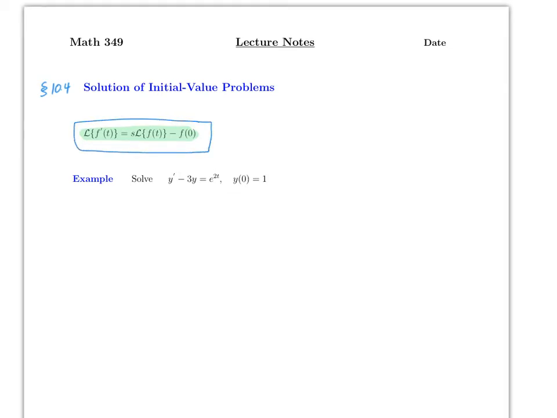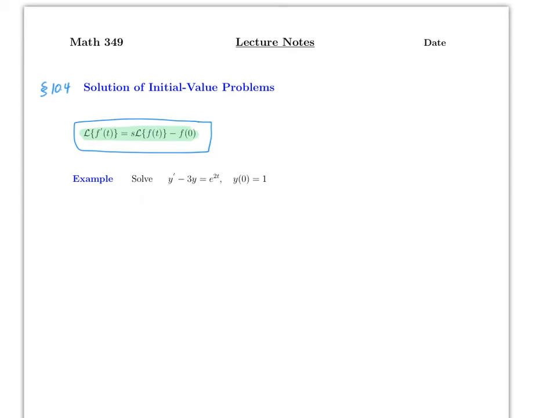But this is going to be the main formula we're going to use right now, and then we're going to use the one for the second derivative and so forth. So the idea is pretty simple. You're going to apply the Laplace transform on both sides, and then you're going to simplify the Laplace transform, and then you're going to do the inverse Laplace transform, and that's going to give you the solution.